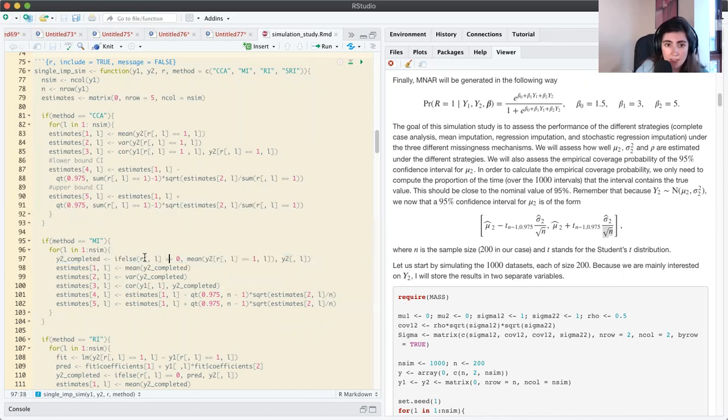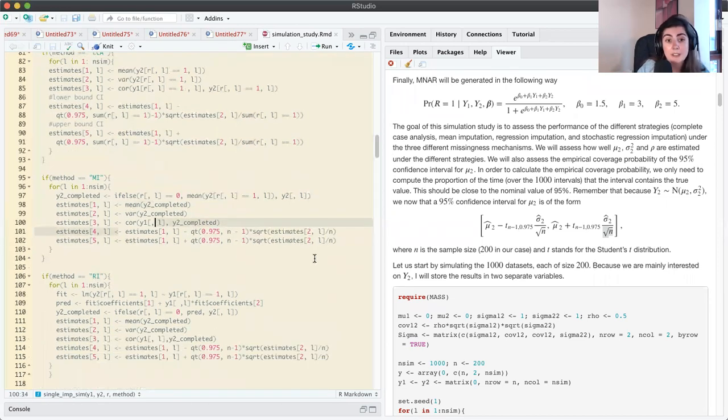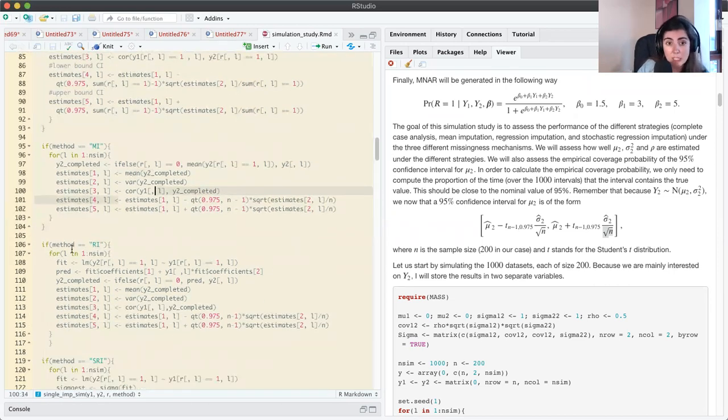And this is exactly what we have done before. If the value is missing, I compute the corresponding mean. Otherwise, I pick up the observed value. And then it's exactly the same thing. I compute the mean, the variance, the correlation, and here it's the confidence interval. And now we can use the sample size n because we complete the data set, we impute the value. So at the end, our sample size is n. Okay. And the same for regression imputation.